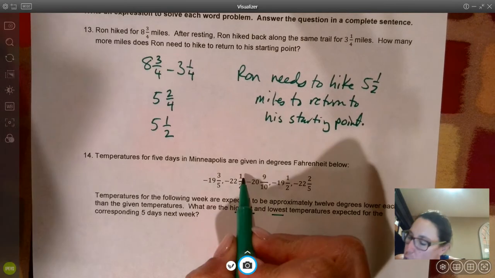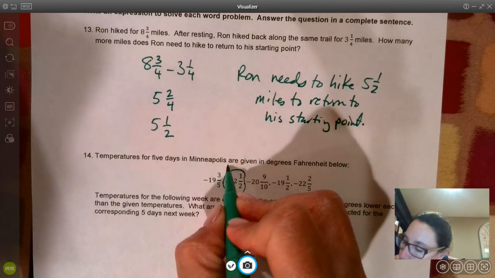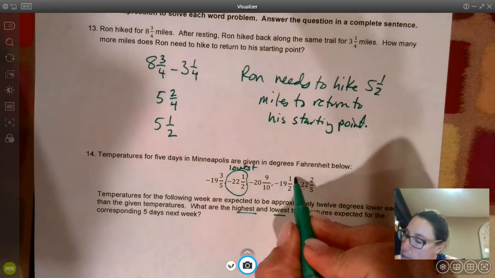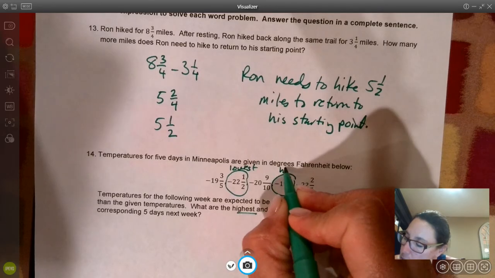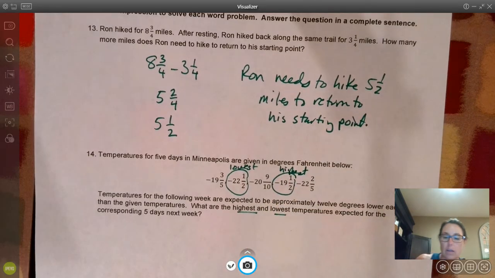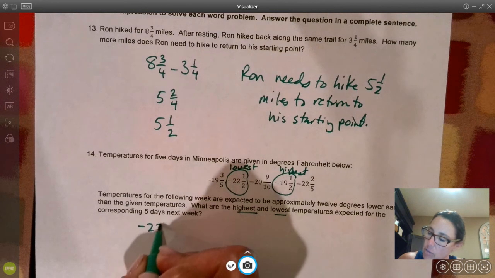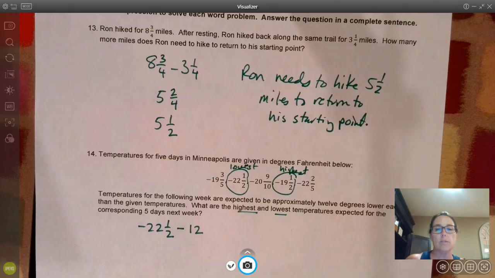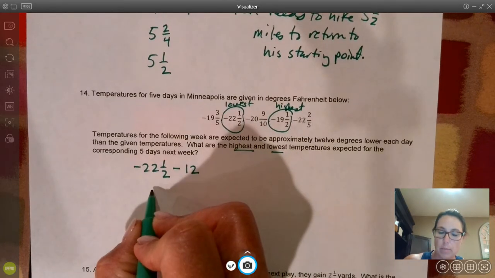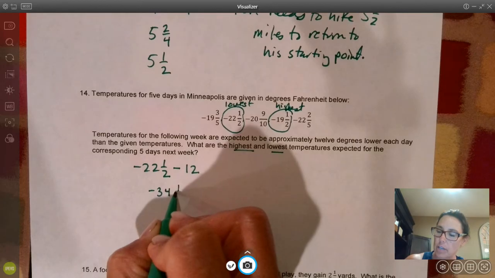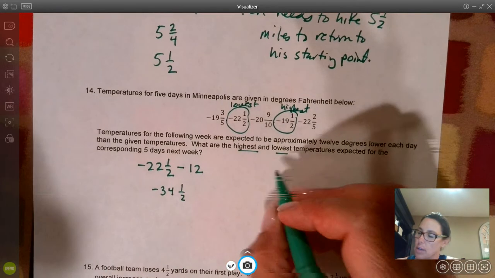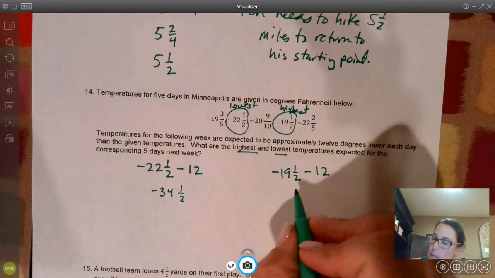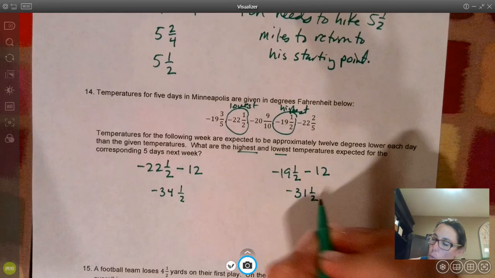Okay, so here's the lowest temperature. That's the lowest. Okay, the highest temperature, this would be the biggest number. So there's the highest. Okay, so we need to take the negative 22 1/2 and we need to subtract 12 more degrees. Okay, well, that's going to be negative 34 1/2 degrees. Okay, and then we have to take this negative 19 1/2 and subtract 12 degrees. And that's going to be negative 31 1/2 degrees.